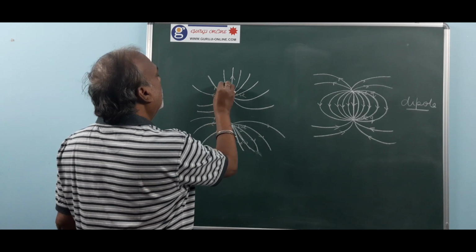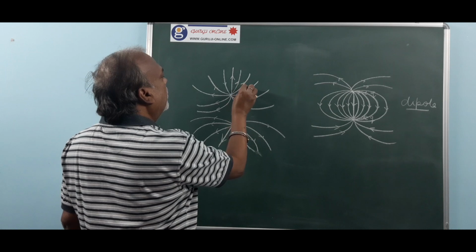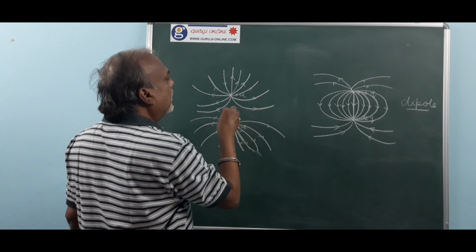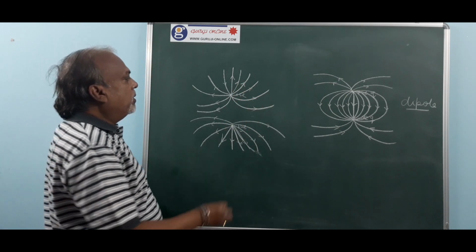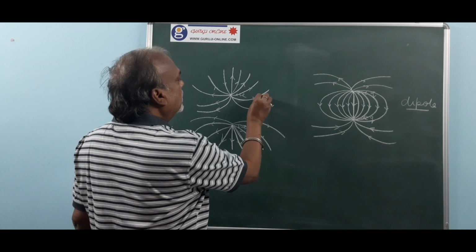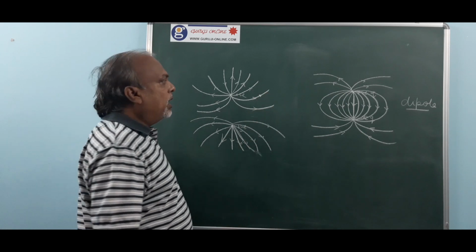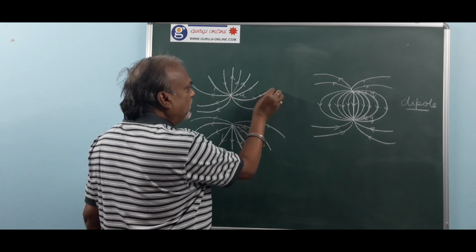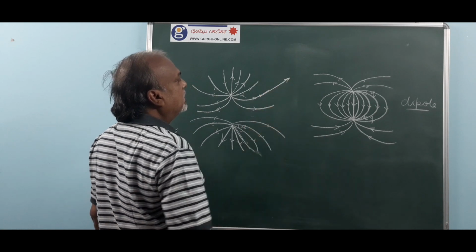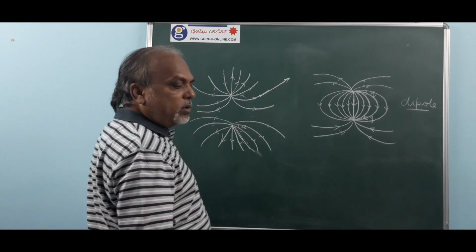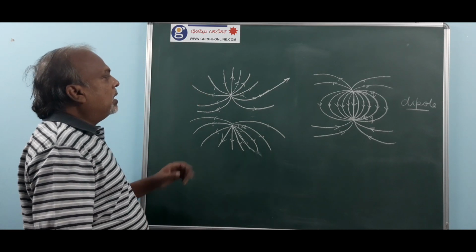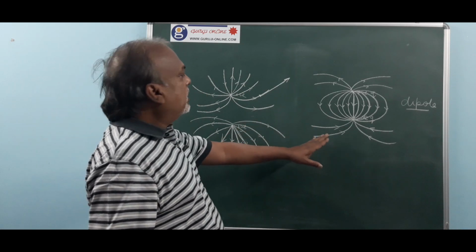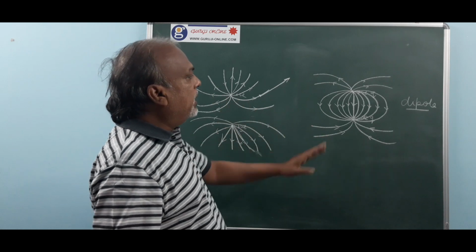If you want to find out the direction of the electric field at any point, suppose at this point, you just have to take the tangent to this line. So this is like charges, and this is unlike charges.